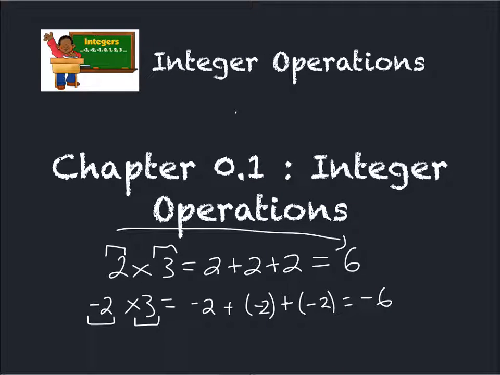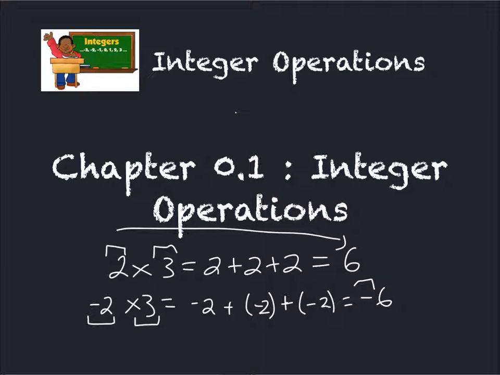Now notice, we have opposite signs here. We have a negative times a positive. That gives us a negative 6. And we're going to come up with a rule for this in a moment. And if we were to flip these two around, it'd be 3 times negative 2. It'd still be negative 6, because remember, multiplication is commutative.